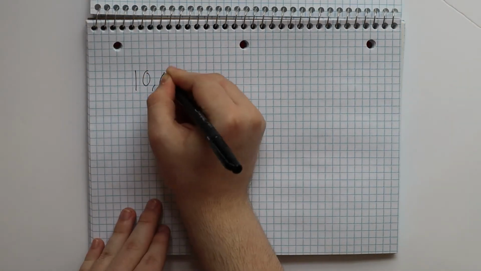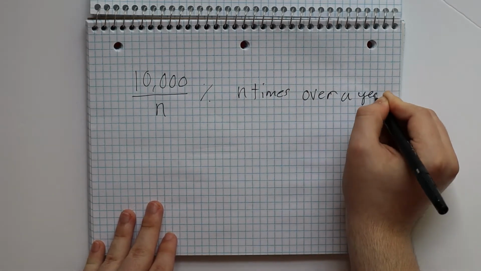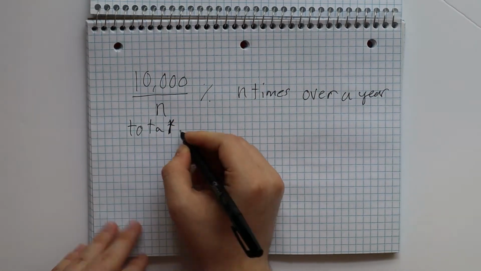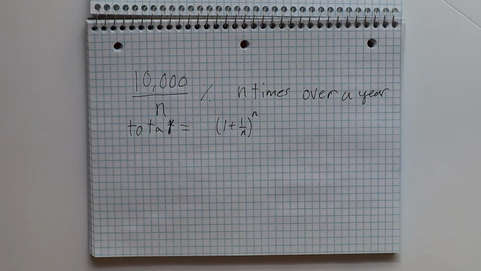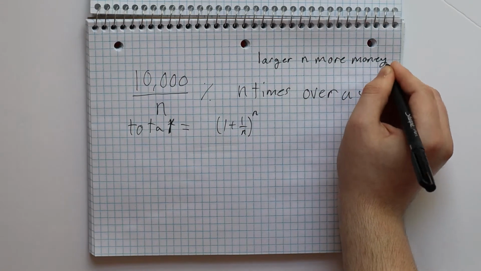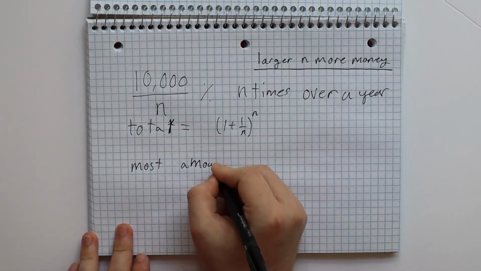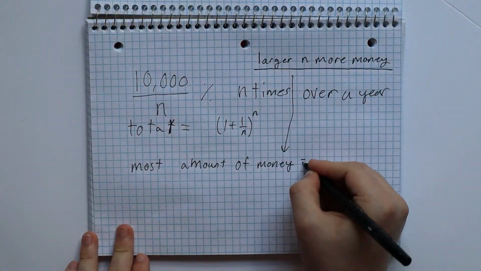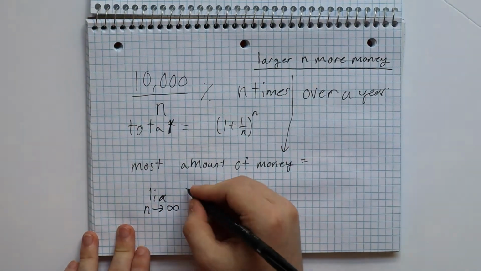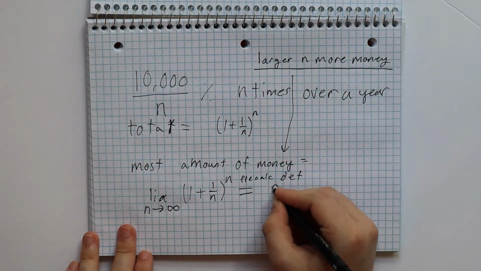In general, if you gain 100 divided by n percent interest n times a year, your total money after 1 year would be equal to (1 + 1/n)^n. Now what is the maximum amount of money you can get in 1 year by doing this? Well, since it seems that the more times we compound our interest a year, we get more money, we can just take the limit as n approaches infinity, and we get e dollars.